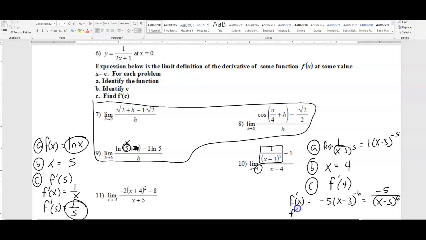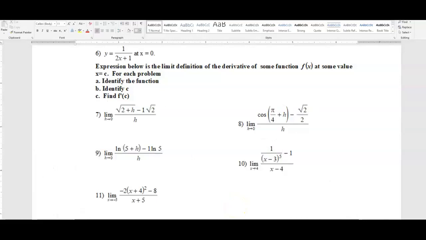So in this case, I want to plug in 4. And 4 minus 3 is 1, and 1 to the 6th power is 1. So the final answer there will just be negative 5. All right. Last one here is also an alternative form of the limit definition of a derivative. And so my function is this guy right there. The value of c that we're plugging in to find the derivative is this number here.